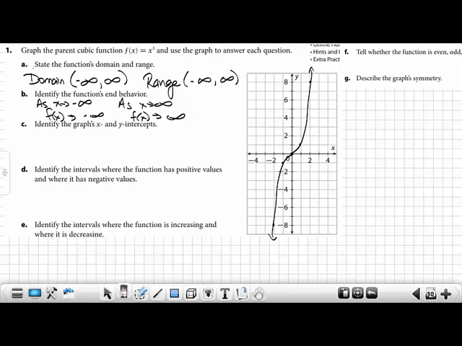Now you know. Identify the graph's x and y intercepts. Where does this cross the x-axis? 0. Where does it cross the y-axis? 0.